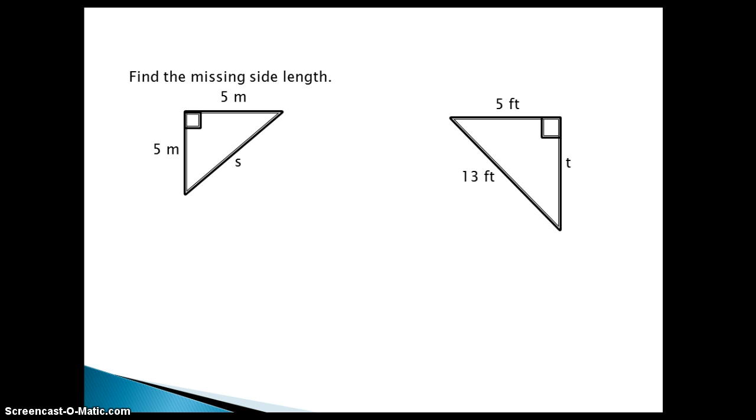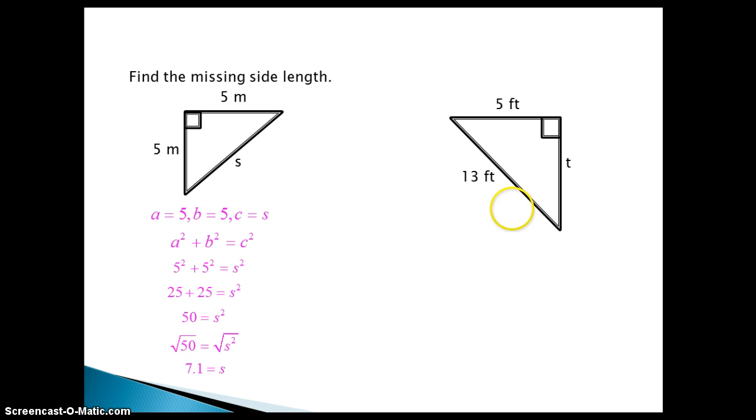Your turn. I want you to find the missing lengths of these two. Pause the video and give it a shot. Okay, hopefully you figured out that the two legs were 5 and 5, and s was our hypotenuse, our missing value. Putting it into the formula and simplifying, we get s squared is 50. And so when we square root it, s is about 7.1 meters.